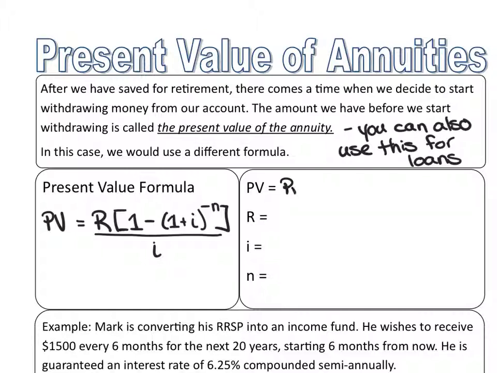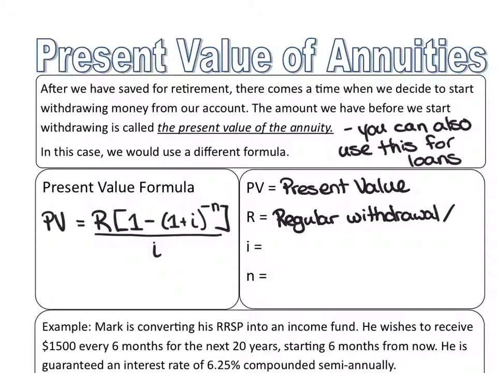PV is your present value. So it's basically what the annuity is worth today, or what the loan is worth today. R again is your regular withdrawal, or if you're looking at it as loans, it's your loan payment, your regular loan payment.